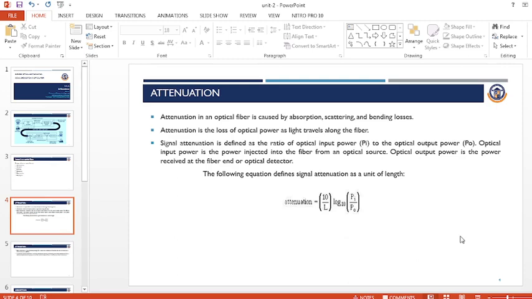And we can define this in terms of an equation. So attenuation is equal to 10 by L times the logarithm base 10 of Pi by Po, that is, the optical input power to the optical output power. Here L is the length of the fiber cable in kilometers. The unit is decibel per kilometer. Attenuation unit is decibel per kilometer.